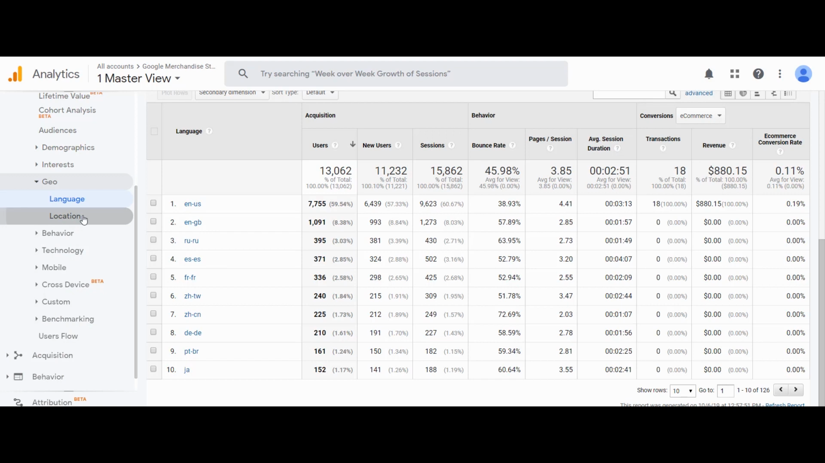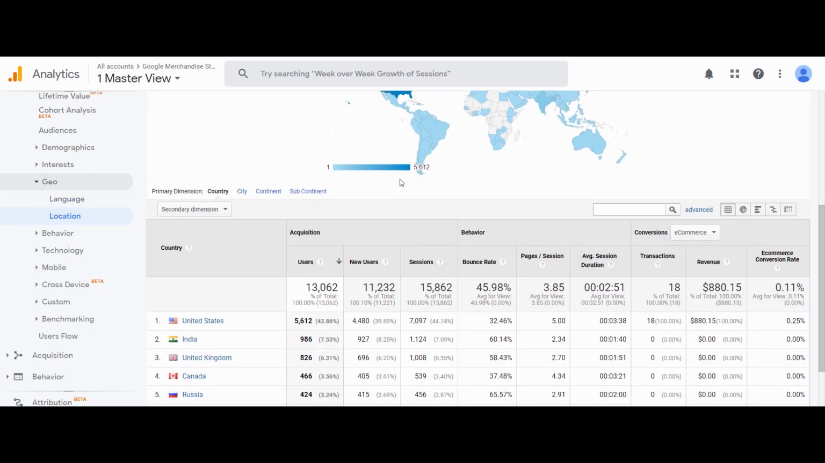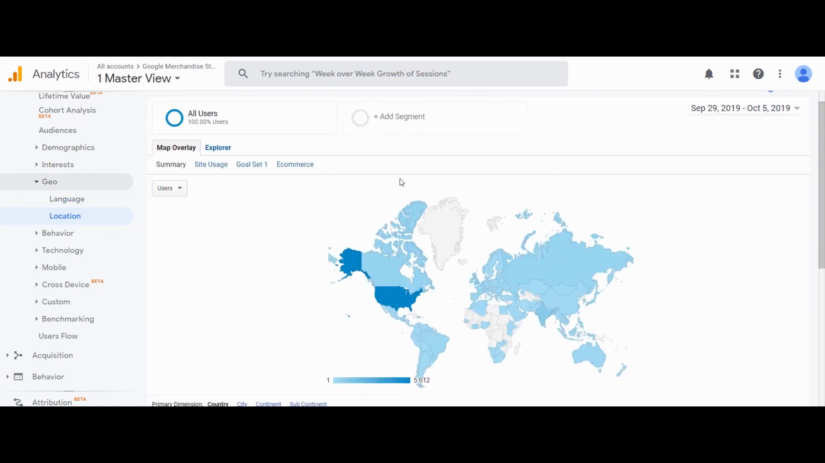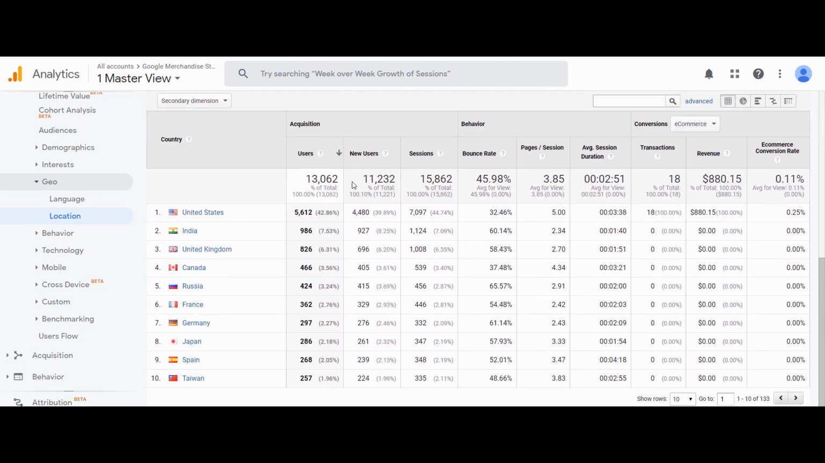Then we have the location. Now you have a clear idea from where the users are coming. Detailed information is provided on various phases of customer journey.